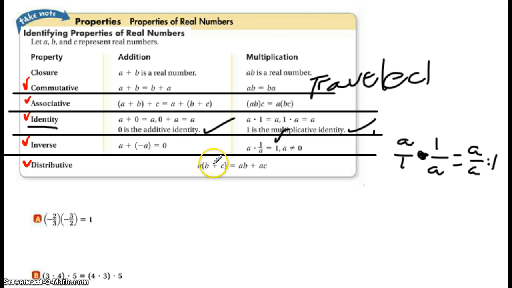The distributive property, real straightforward. A times B, A times C. And that's it for these properties. Tackle these two and see which property is represented here and here from this little chart. I hope you had the inverse multiplication.